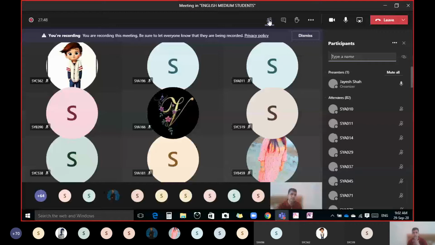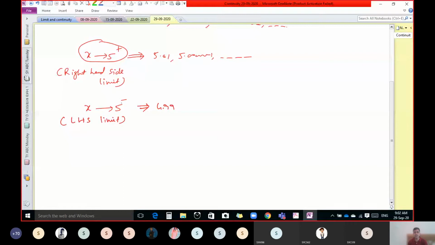Okay. So when we write x tends to 5 minus, it is known as left hand side limit, and the value of x in that case is nearer to 5, not 5, less than 5. And 5 plus is known as right hand side limit. The value of x is greater than 5, nearer to 5 also, but it should be more than 5. Here it should be less than 5.